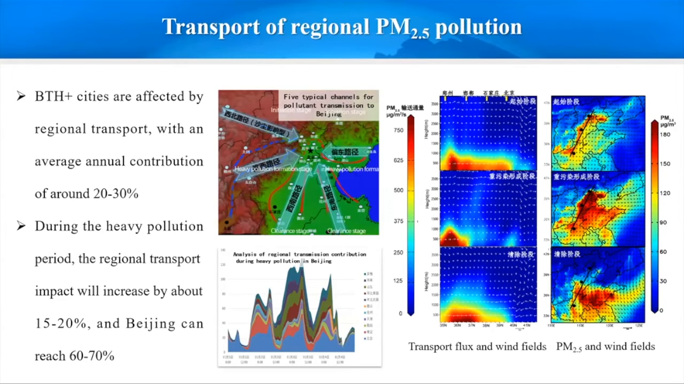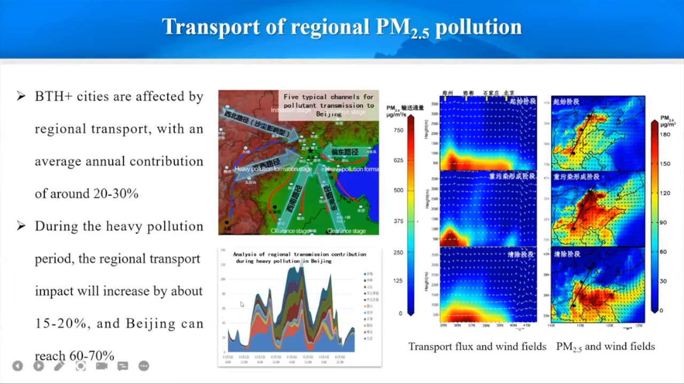Regional transport will contribute 20 to 30% of the PM2.5. But during the heavy pollution period, especially in the winter season, the regional transport impact will increase by about 15 to 20%. Which means the regional transport will contribute like 35 to 50% of the PM2.5 in each city.